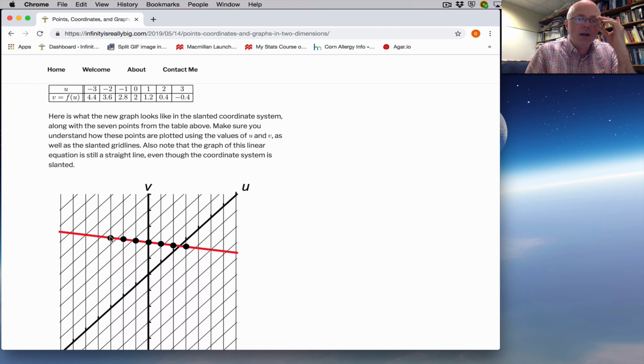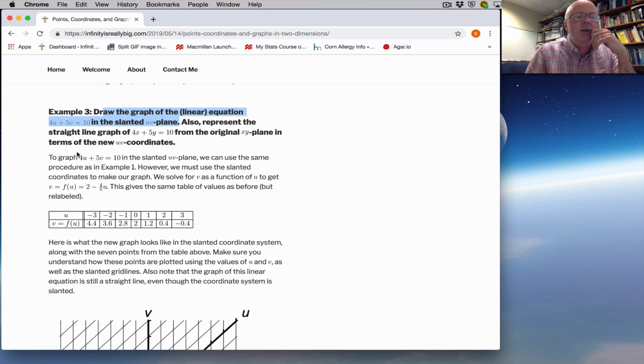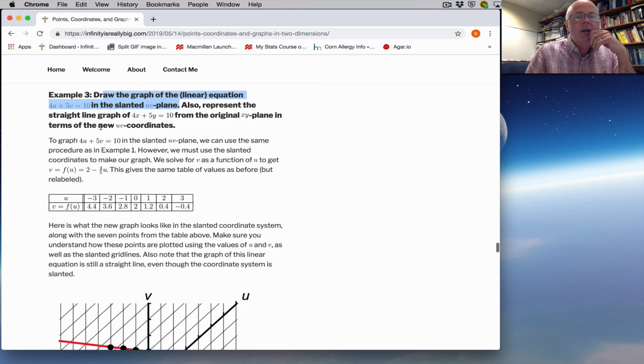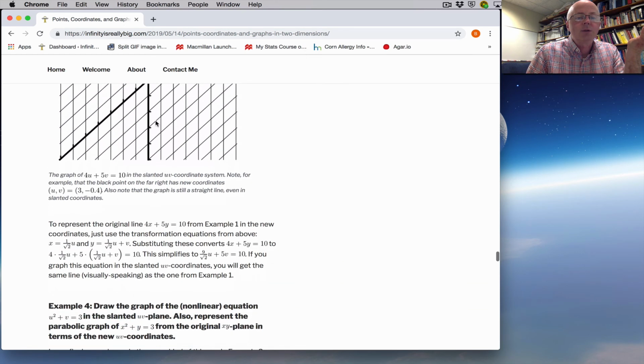It's still a straight line, but it's not the same straight line as before, where this was the same equation with x and y before. It was 4x plus 5y equals 10. You could also wonder if you can represent the original line from example 1 in terms of u and v. And the answer is yes, you can, and it will not be the same equation. You need to use those transformations, these equations right here, to help you do that.